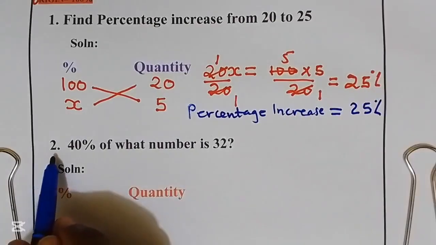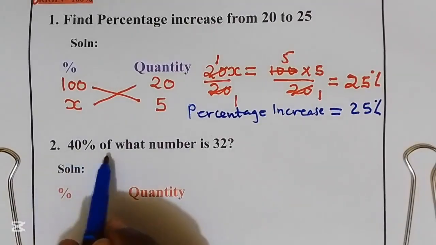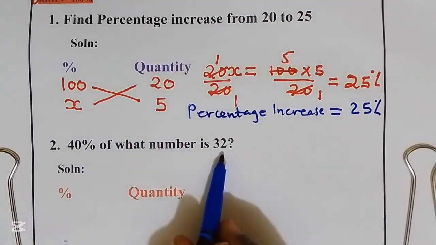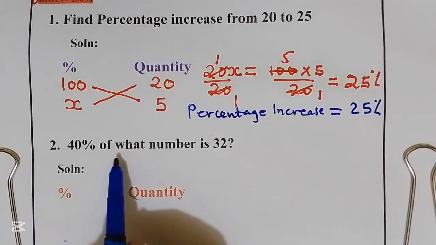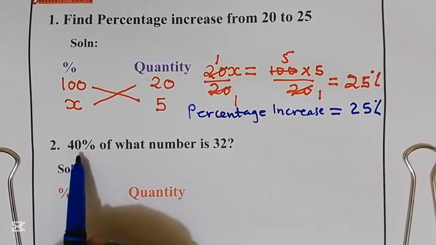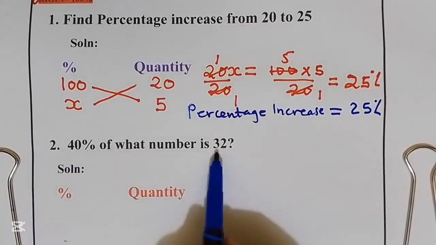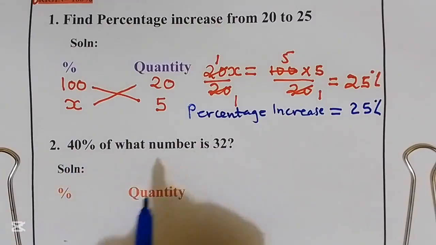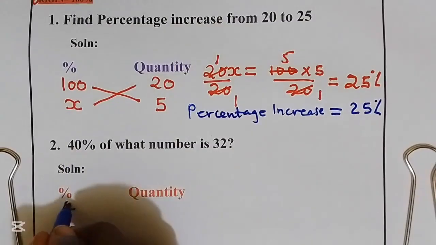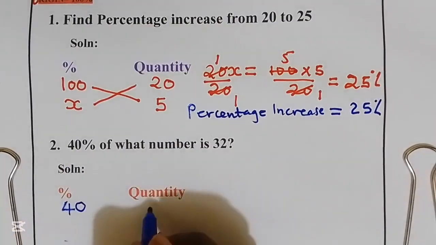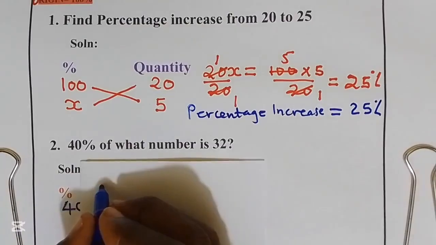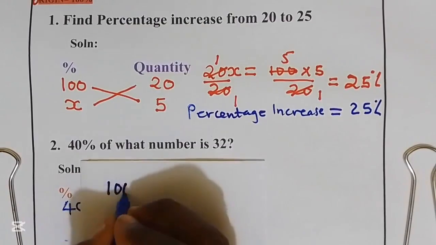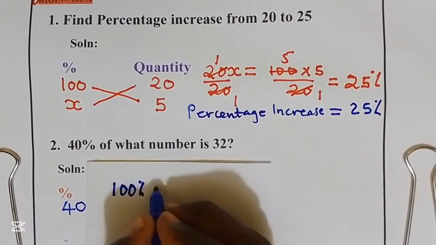Let us do question number 2. 40% of what number is 32? From this question, they need the origin number, but 40% of it is 32. Now, 40% corresponds to 32. So to my percentage side, 40% corresponds to a quantity of 32. We know that 100% takes the origin.